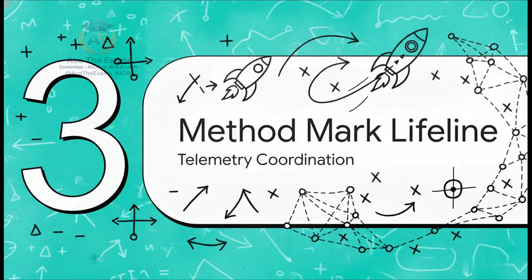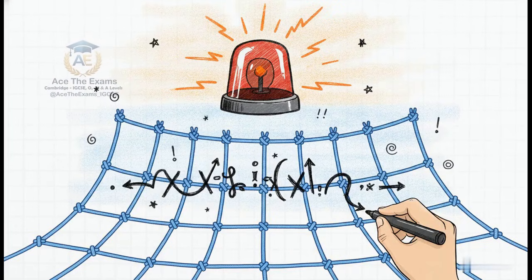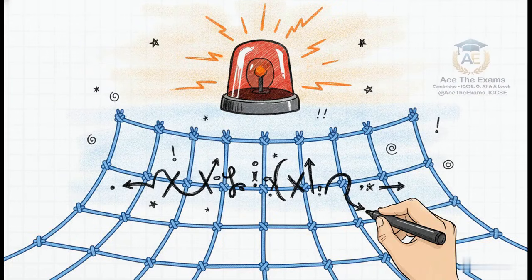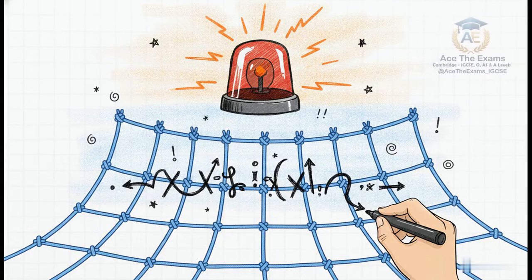Initiating peer telemetry coordination, we're diving into the method mark lifeline. Warning klaxons are blaring on the console right now, and this is an official examiner alert. Show your working. Method marks are literally your emergency safety net, your ultimate lifeline. Alex over in Propulsion sometimes tries to rush calculations in his head to save time, and it almost always results in a catastrophic point loss.